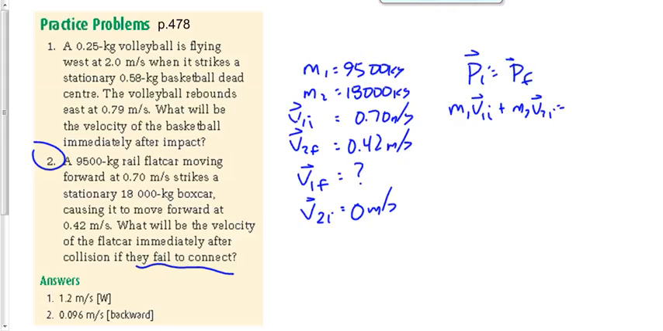Is it like matter? You ever read the book Angels and Demons? It's like matter and antimatter colliding and annihilating each other. That's what we got here, a matter train and an antimatter train. Complete annihilation. How many objects do we get afterwards? Yeah, 2 objects. So we're going to have an M1 V1F plus M2 V2F. 2 objects, 2 terms. Got it?